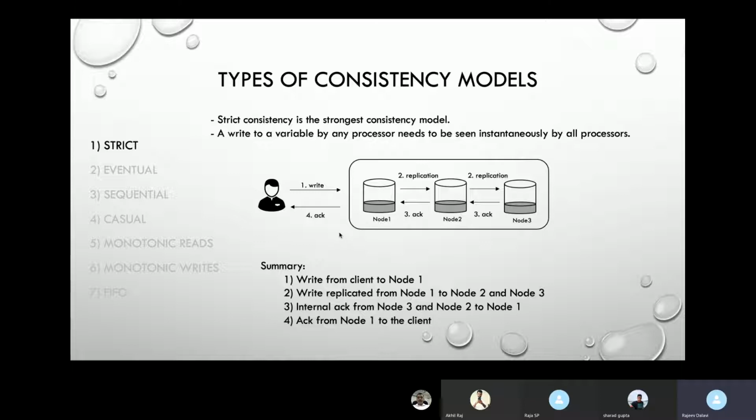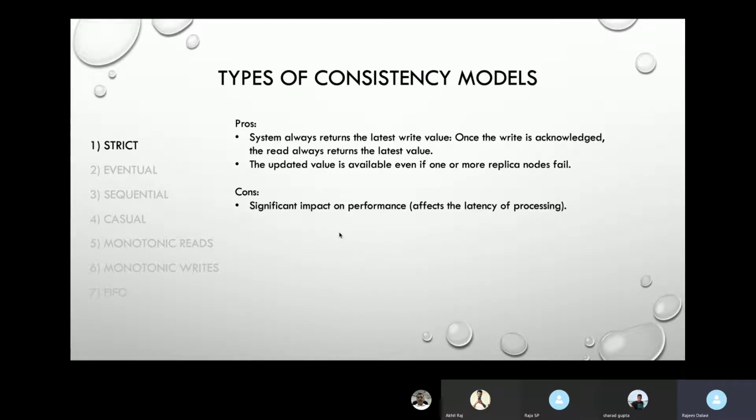Right? So this is strict consistency model, and what are the pros? So the system always returns the latest write value, no matter what. Once a write is acknowledged, a read always returns the latest value. And even if one or more replicas fail, the system will still have the latest data and can continue to be available. Right? But the disadvantage of this model is a significant impact on performance, especially with high latency processing.